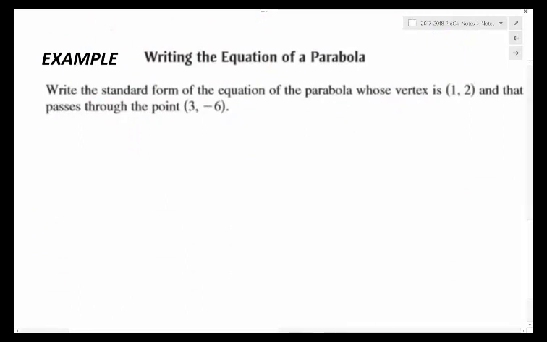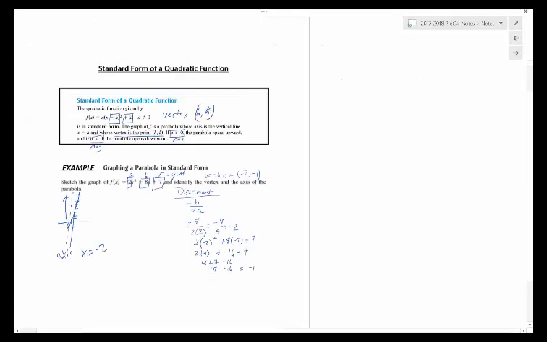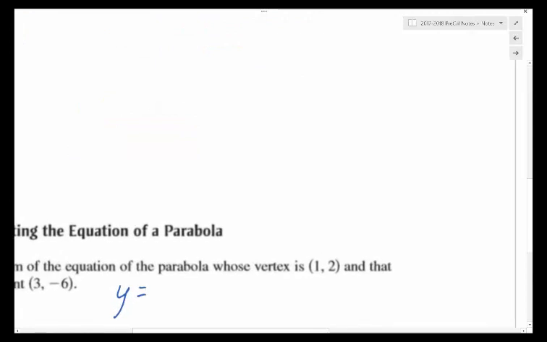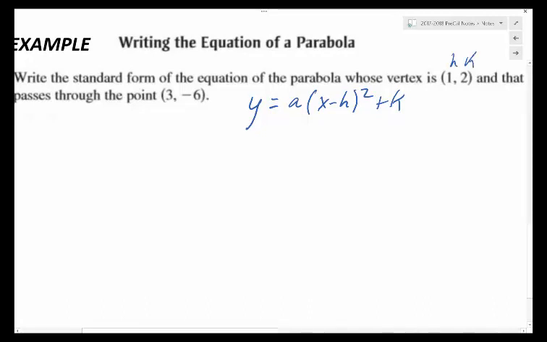So write the equation of the parabola whose vertex is (1, 2), and it passes through the point (3, -6). So my equation in standard form was, let's go back to the last page and look at it, y equals a times (x minus h) squared plus k. What they've given me here is the vertex, that's my h and that's my k, and they've given me an x and a y point.